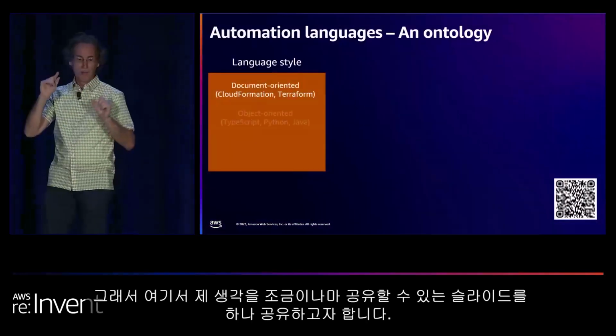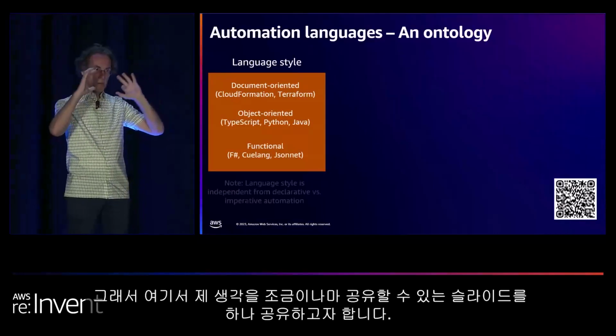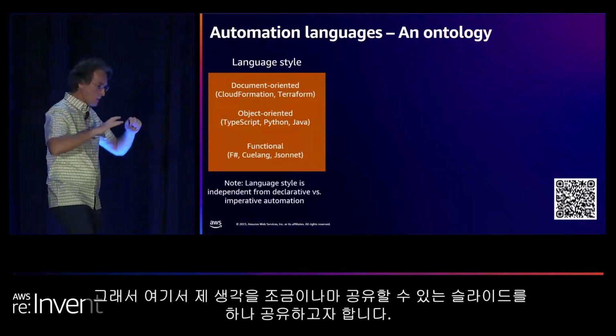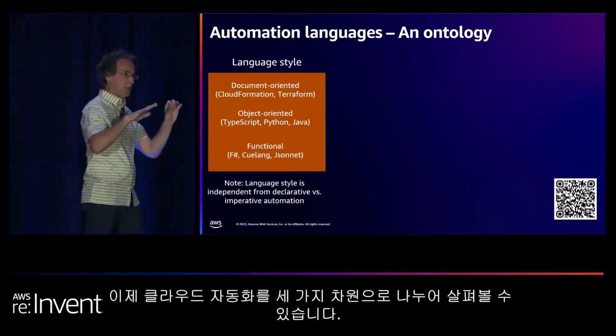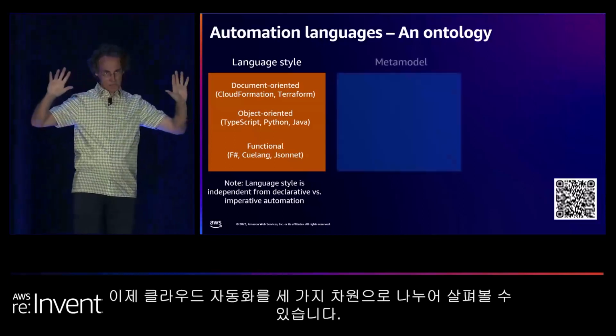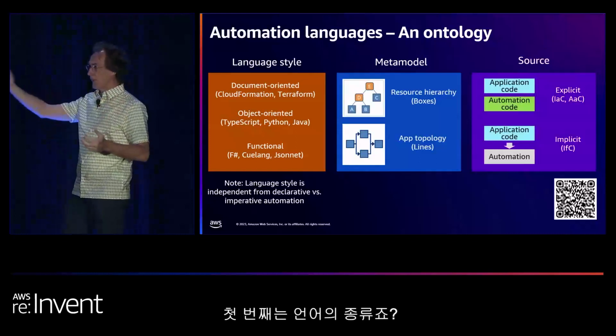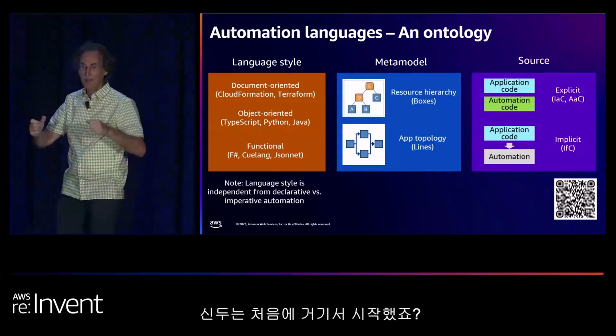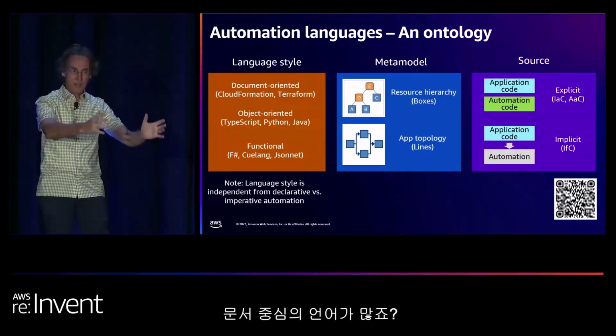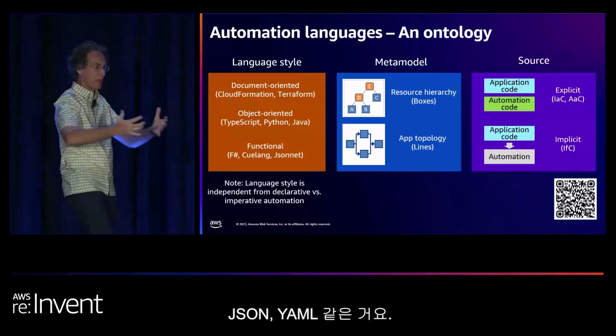So I want to share one slide here that shares a little bit of my thoughts on where we are. When we look at cloud automation now, we can split that into 3 separate dimensions. The first one is the kind of language, right? That's where Sindhu started in the beginning, right? We have a lot of document-oriented languages, right? That's JSON, YAML kind of things.